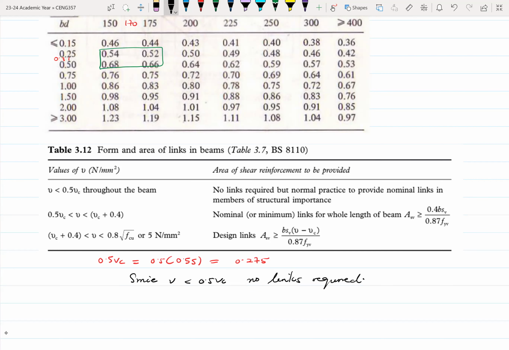So I think with BS 8110, when the overall depth is 200 and below, there is no need to check for shear because it would not require shear. But if it's 200 and above, there is a need to check for shear because it is likely that the slab will need shear reinforcement.